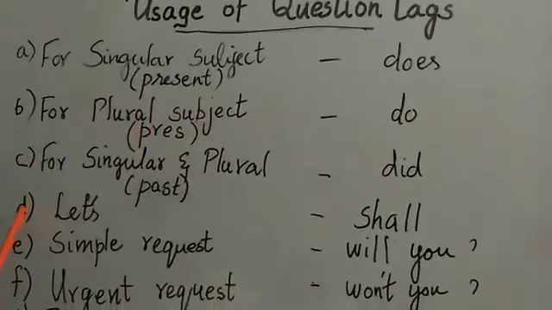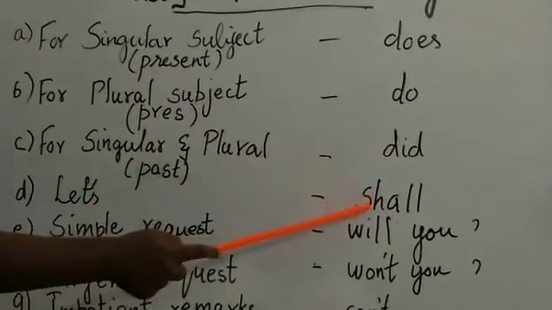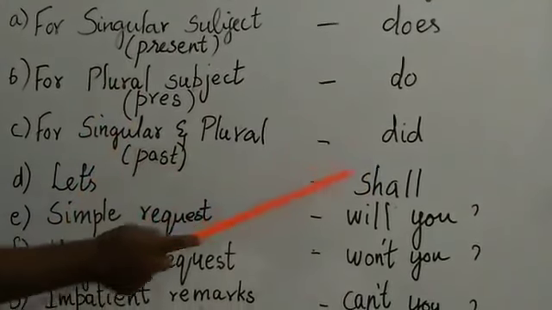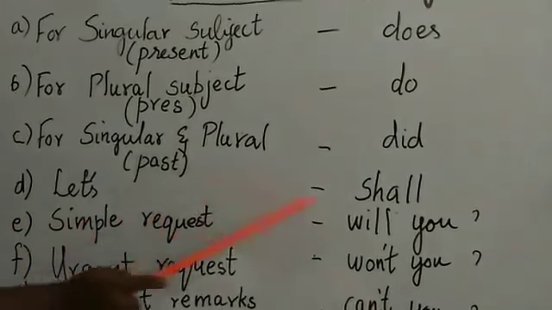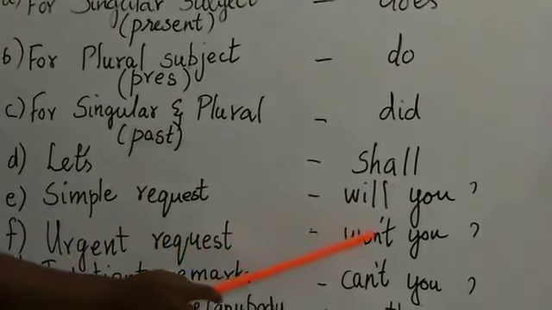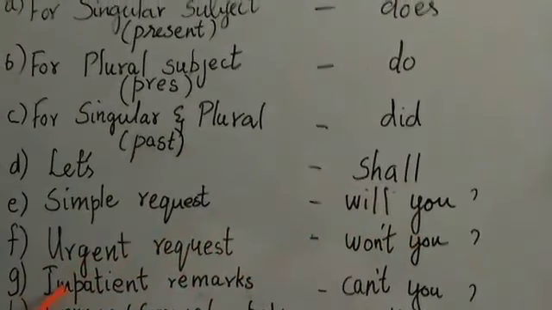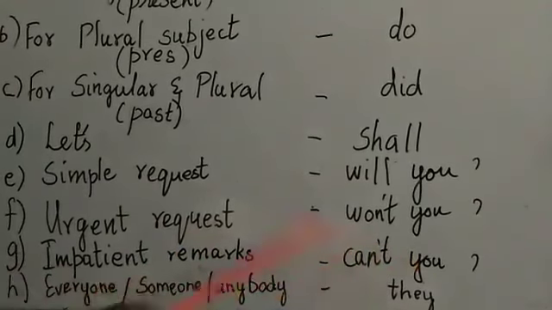So it's very easy. D, you see, if it is "let's", you should use shall. Let's means you must use only shall. And you see E, a simple request means you should use will you. If it is an urgent request, you should use won't you. If it is an impatient remark, use can't you, when you are scolding someone.